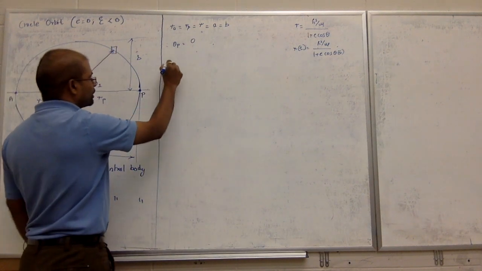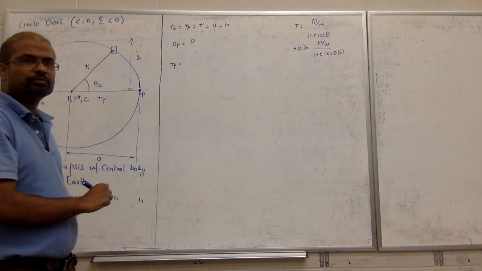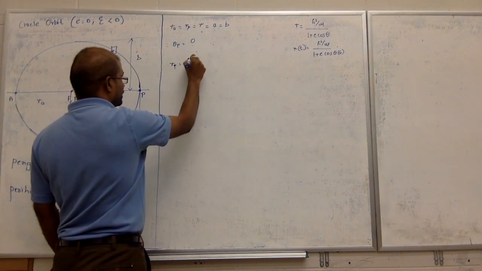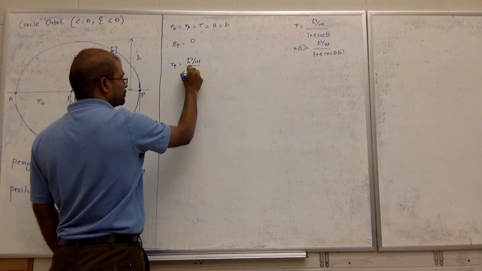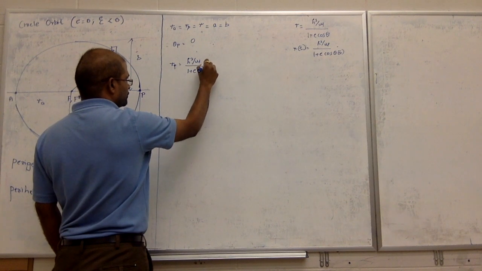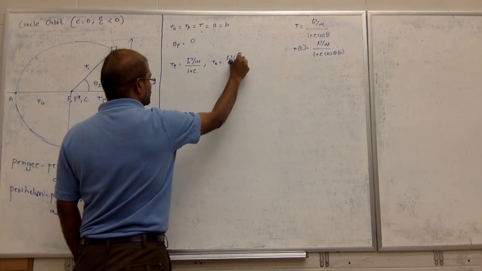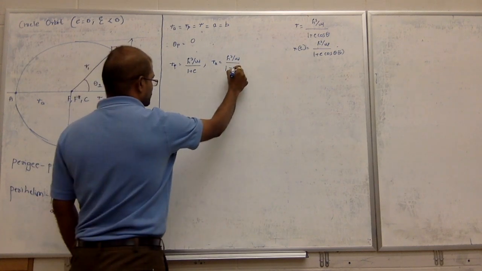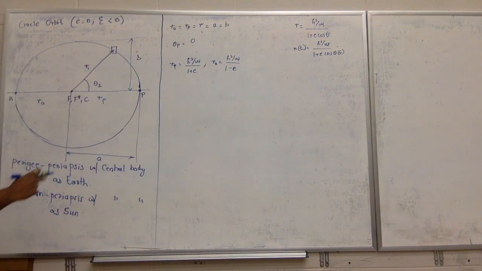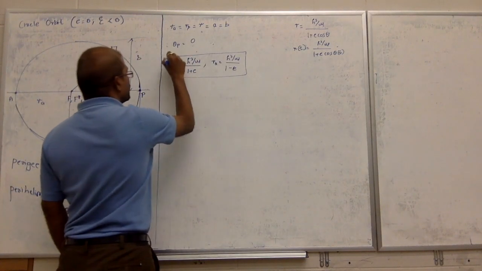Alright? What is r_P in that case? r_P = (h²/μ) / (1 + e). You got it? What is r_A? r_A = (h²/μ) / (1 − e), because θ is 180. This is the case for all orbits.